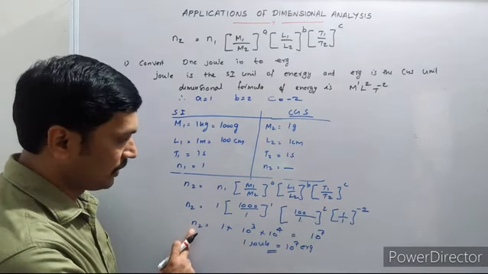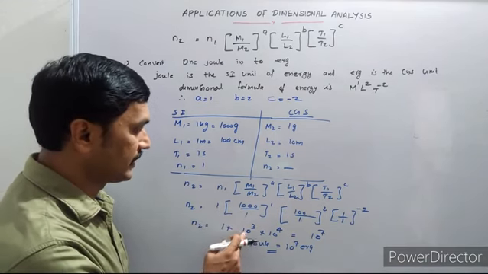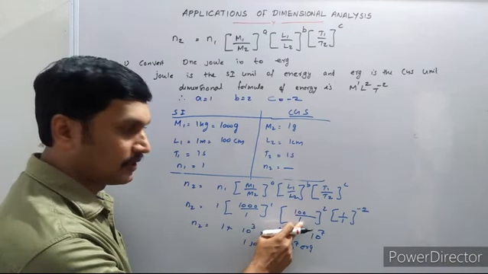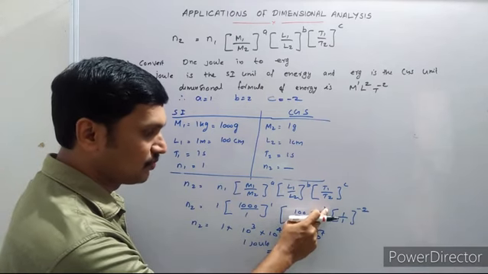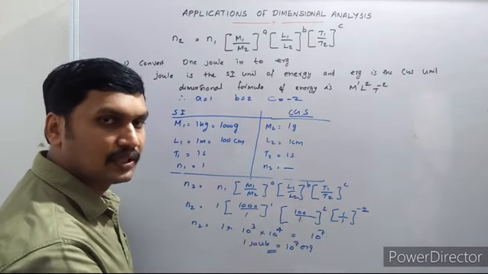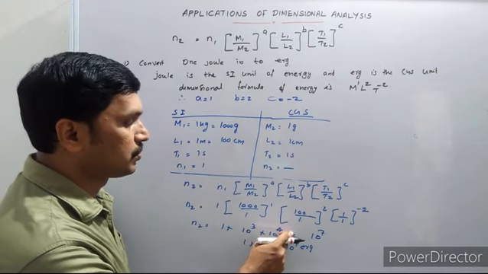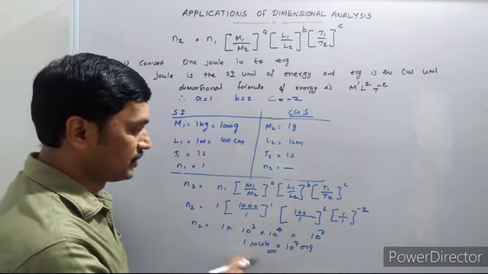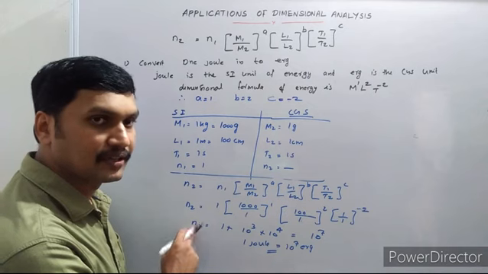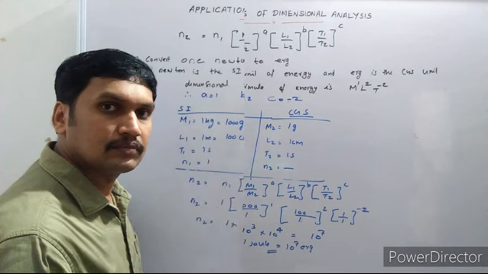So now N2 is equal to 1 into 1000 raised to 1. 1000 can also be written as 10 raised to 3. 100 by 1 is 10 square, whole raised to 2, that's 10 raised to 4. 1 by 1 is 1, and 1 raised to minus 2 is 1, whatever the power of 1, it becomes 1. So 10 raised to 3 into 10 raised to 4 is equal to 10 raised to 7. We're getting the number N2 as 10 raised to 7, so 1 joule is equal to 10 raised to 7 erg.